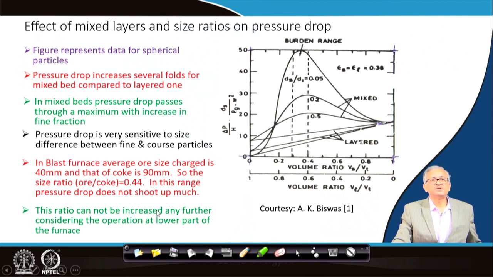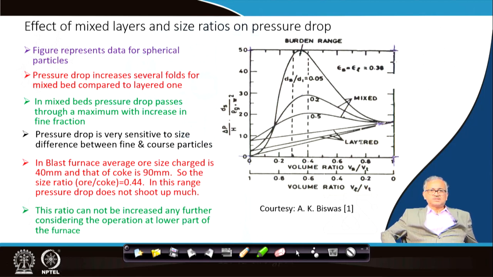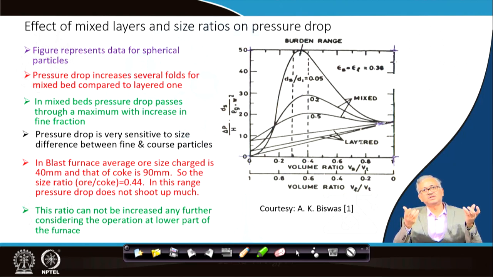So the ratio cannot be increased any further, considering the operation at the lower part of the blast furnace. I cannot make the ore size and coke size almost equal. If I could, it is always better for the blast furnace permeability, but we cannot do that, because we have to keep a little bigger coke size. When the coke is coming down, it is obviously degrading because of the carbon gasification reaction beyond 1000 degrees centigrade, so its size is decreasing.